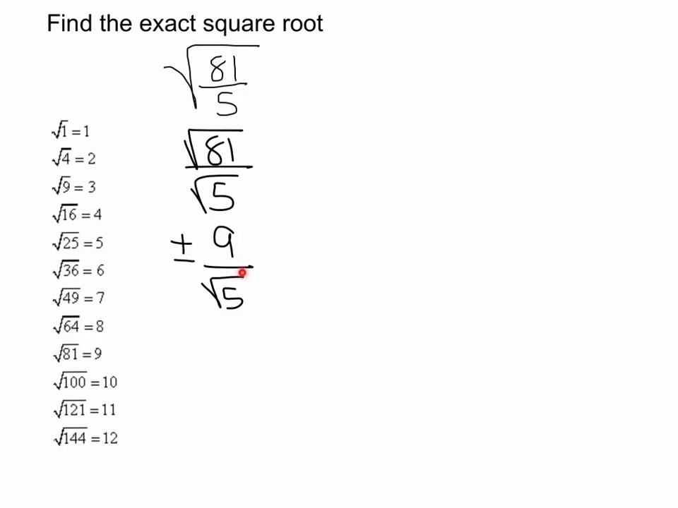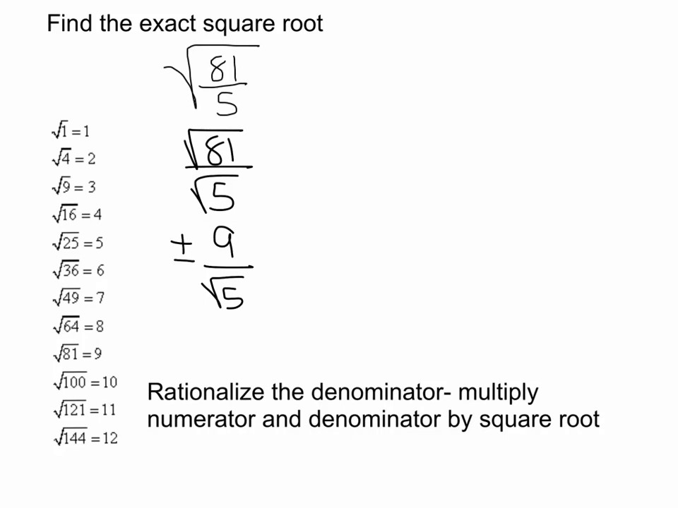Now what do I have to do? Whenever I have a square root in the denominator, we can't leave it there, so we have to do what's called rationalizing the denominator. When I rationalize the denominator, I multiply the numerator and denominator by whatever the square root is, in this case, the square root of 5. So let's start by multiplying both the numerator and denominator by the square root of 5.